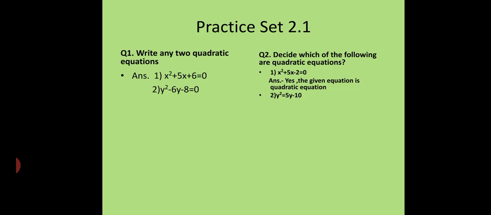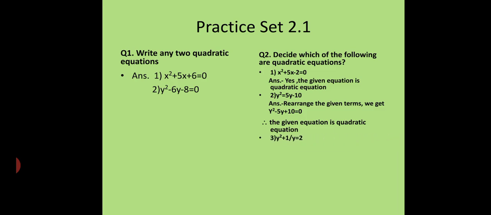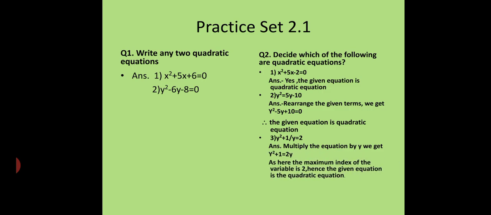Second example, y square plus 2y minus 10 equal to 0. Rearrange the given terms, we get y square minus 5y plus 10 equal to 0. You can write directly that yes, the given equation is quadratic equation. Third example, y square plus 1 upon y equal to 2. Multiply the given equation by y, we get y square plus 1 equal to 2y. Here the maximum index of the variable is 2, hence the given equation is quadratic equation.